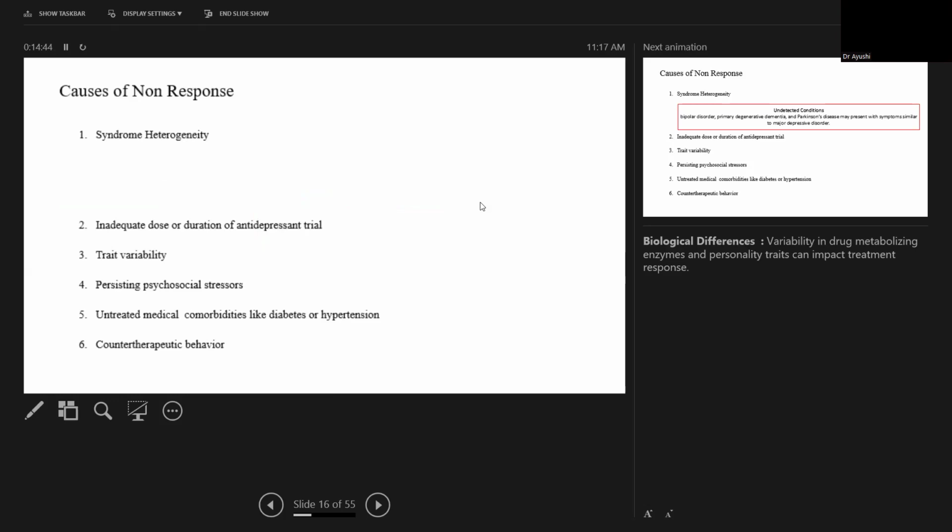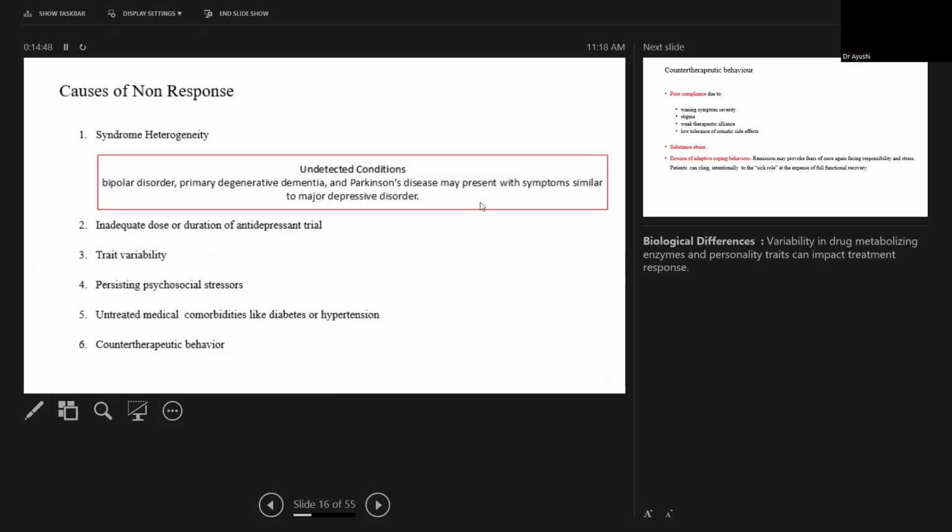Now, the causes of non-response can be syndrome heterogeneity. That is, there are some undetected conditions like bipolar disorders, primary degenerative dementias, or Parkinson's disease, which may initially present with the symptoms of major depressive disorder. Then inadequate dose or duration of antidepressant, trait variability, persistent psychosocial stressors, untreated medical comorbidities like diabetes and hypertension, and counter-therapeutic behavior.